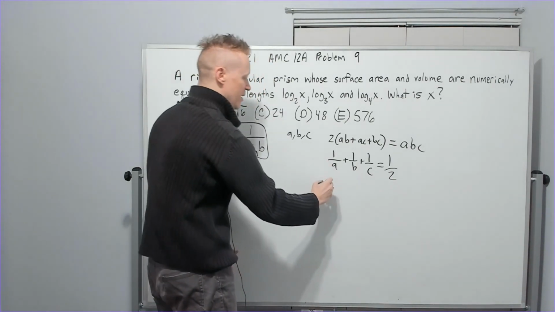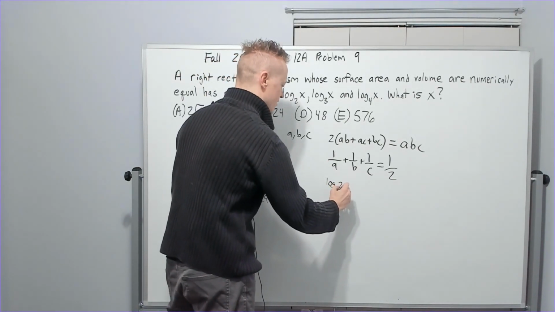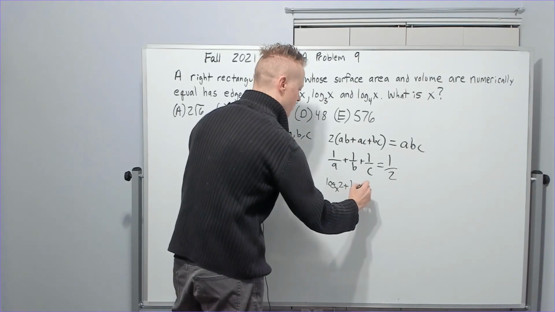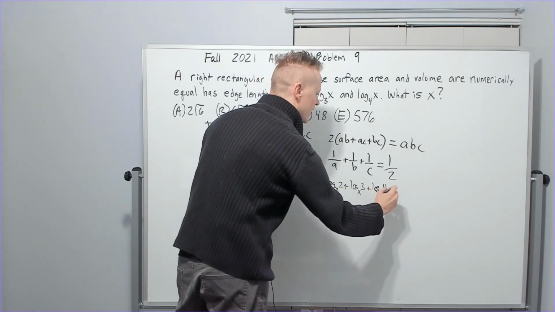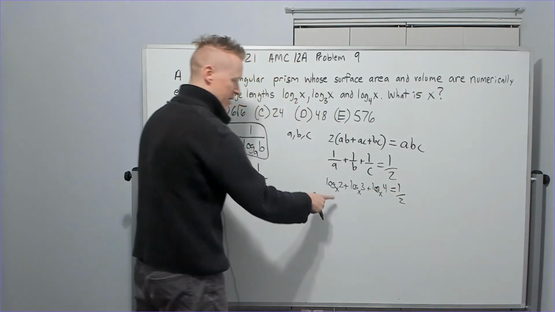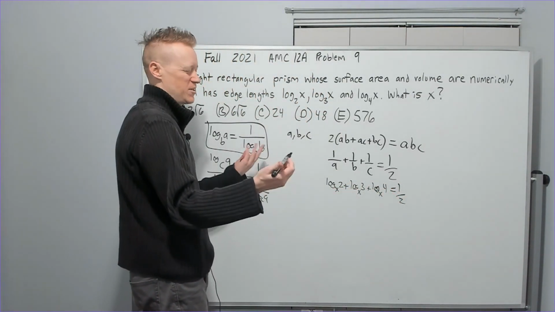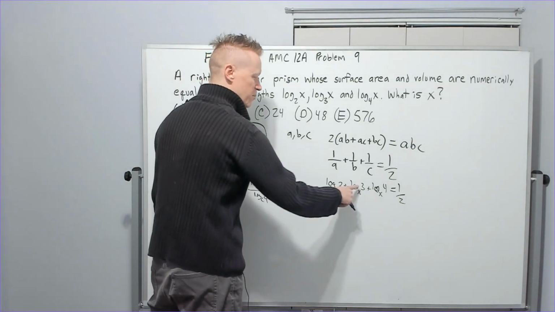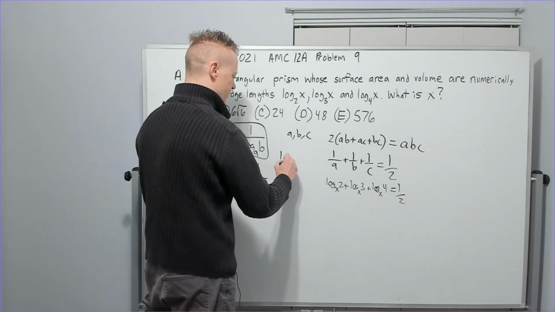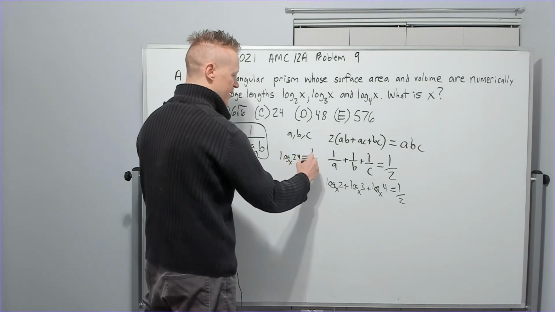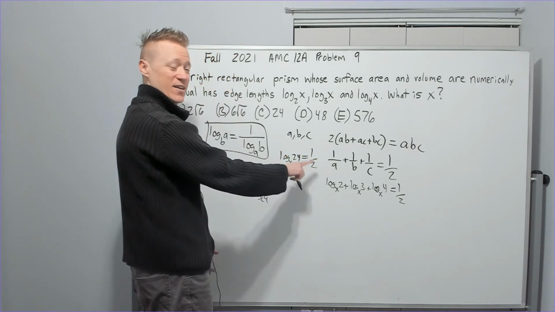Because this will become log base x of 2 plus log base x of 3 plus log base x of 4 equals 1/2. And whenever you have the same base with logs, now we're just on the normal log rules, you can multiply their insides. 2 times 3 times 4 is log base x of 24 is 1/2. x to the 1/2 is 24.